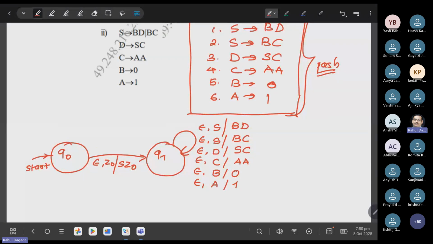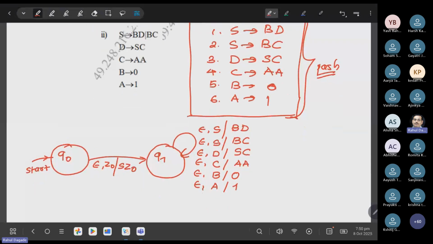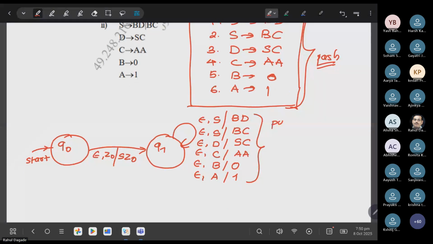So all these productions are push operations for productions. And these push operations are to be done when input is not equal to top of stack. Then we have to do the push operation.